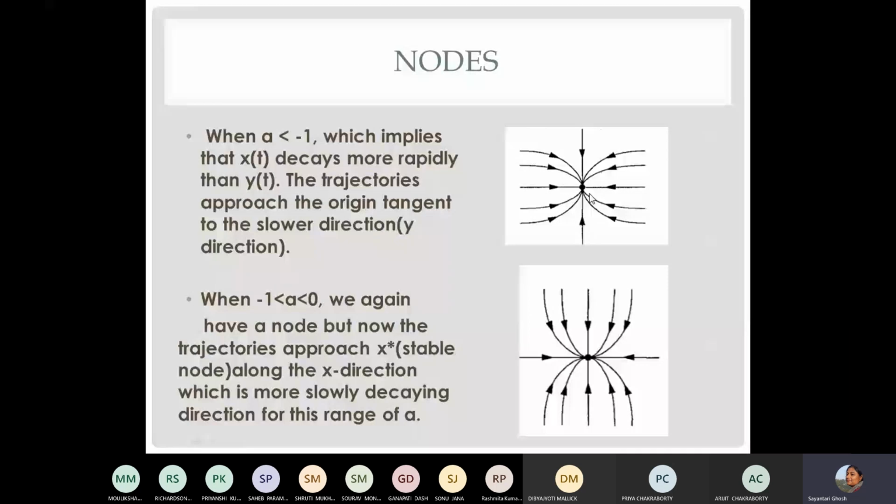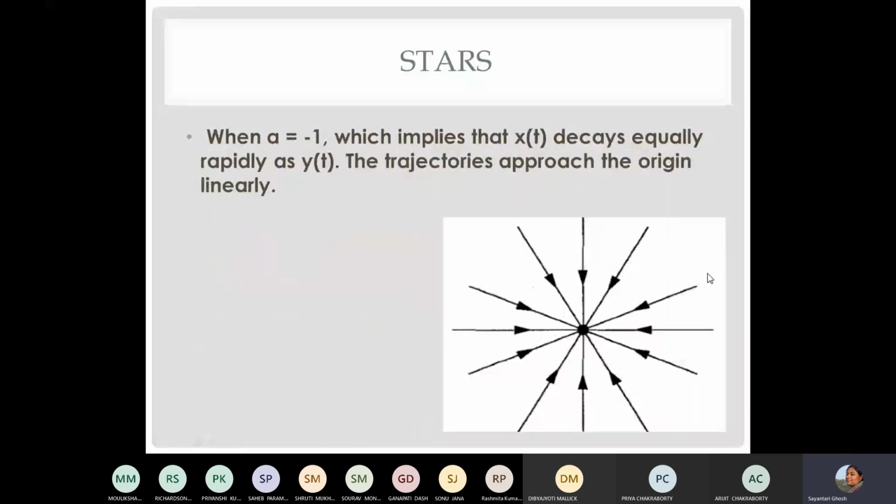Okay. So a special kind of node will be these stars, where you have these straight lines where both of them, x(t) decays exactly equally rapidly as y(t). Both of them are equally rapidly decreasing. No one is faster, no one is slower. The exponents that are causing them to decrease are equal. So it only depends on the initial point. You start from an initial point, but both of them decrease in the same fashion. That's why it becomes like a straight line trajectory.